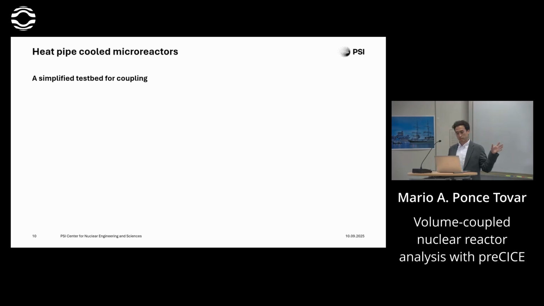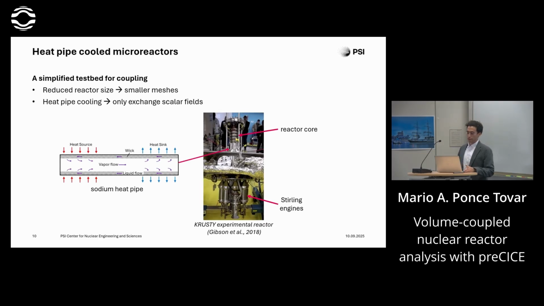So then as far as my specific project, which is focused on microreactors and specifically these so-called heat pipe cooled reactors, it happens to be a nice testbed for doing this coupling with preCICE because they are physically small reactors and the meshes are smaller, so there's less of a performance overhead. And also, I don't need to do any fluid modeling, actually. So when it comes to doing the coupling, we stick basically with scalar fields. And that basically is because these reactors use heat pipes that internally have a two-phase flow of natural circulation, but basically this can be treated as a black box in some sense.